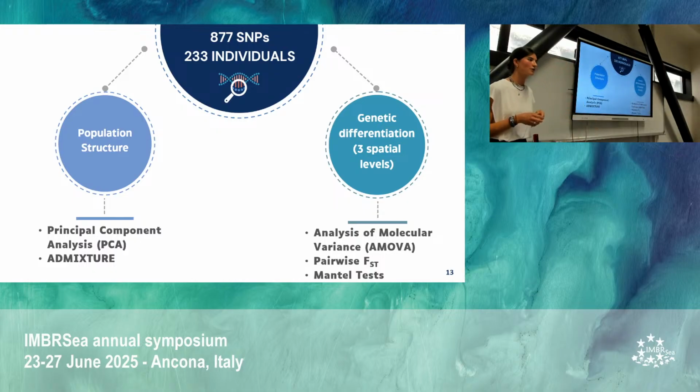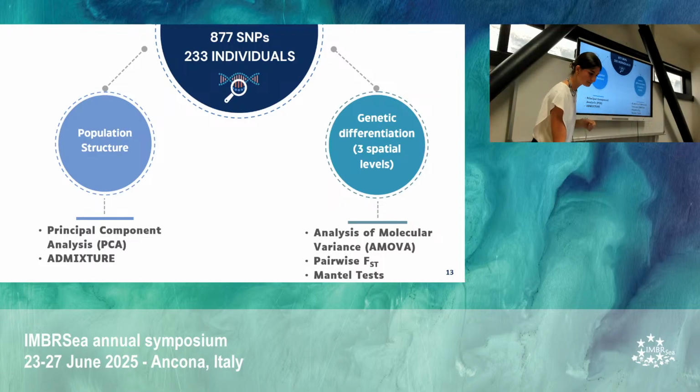In our case we ended up with 877 SNPs across 233 individuals, and based on that we analyzed both the population structure through a principal component analysis, or PCA, and an admixture model. We also looked at the genetic differentiation across our 3 spatial scales, thanks to an analysis of molecular variance, also called AMOVA, a pairwise FST measure between our sampling points, and Mantel tests for isolation by distance.